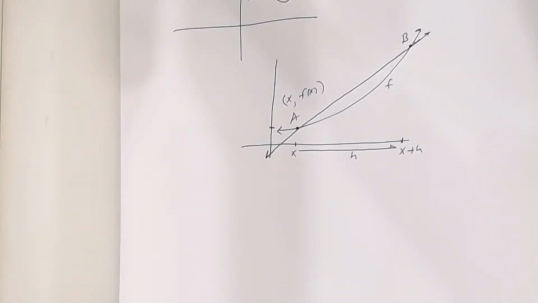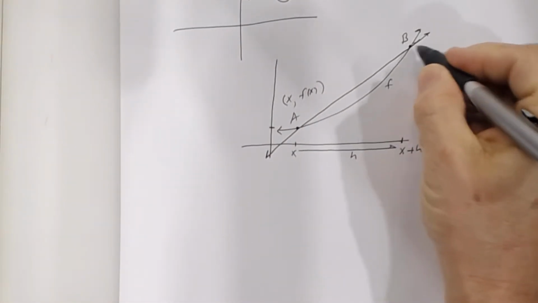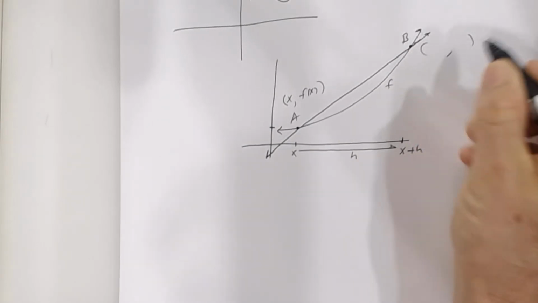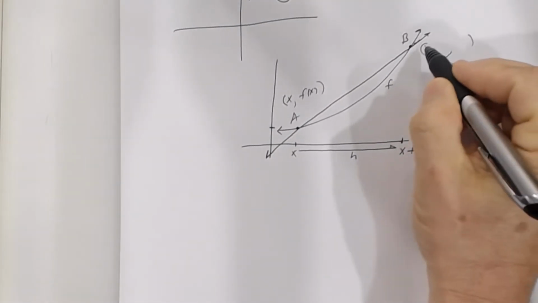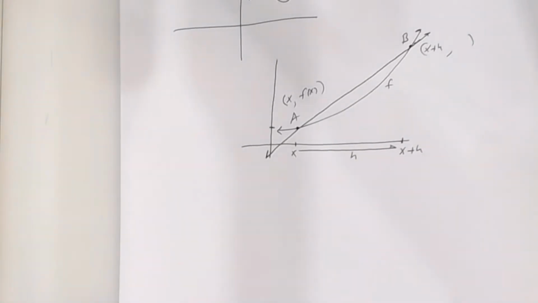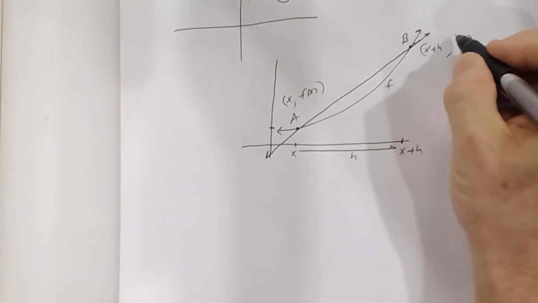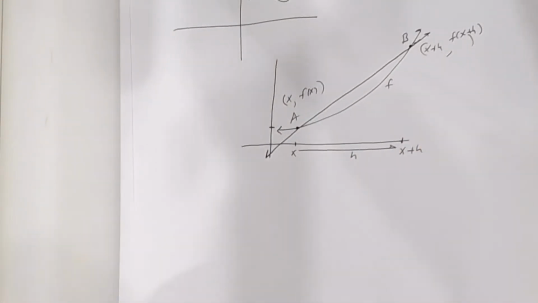So that point A, my x coordinate is x, and my y coordinate is represented as what? F of x. Let's talk about point B. Well, what is my x coordinate in point B? X plus h. Very good. How will you find your y coordinate? F of x plus h. All right. We're almost there.